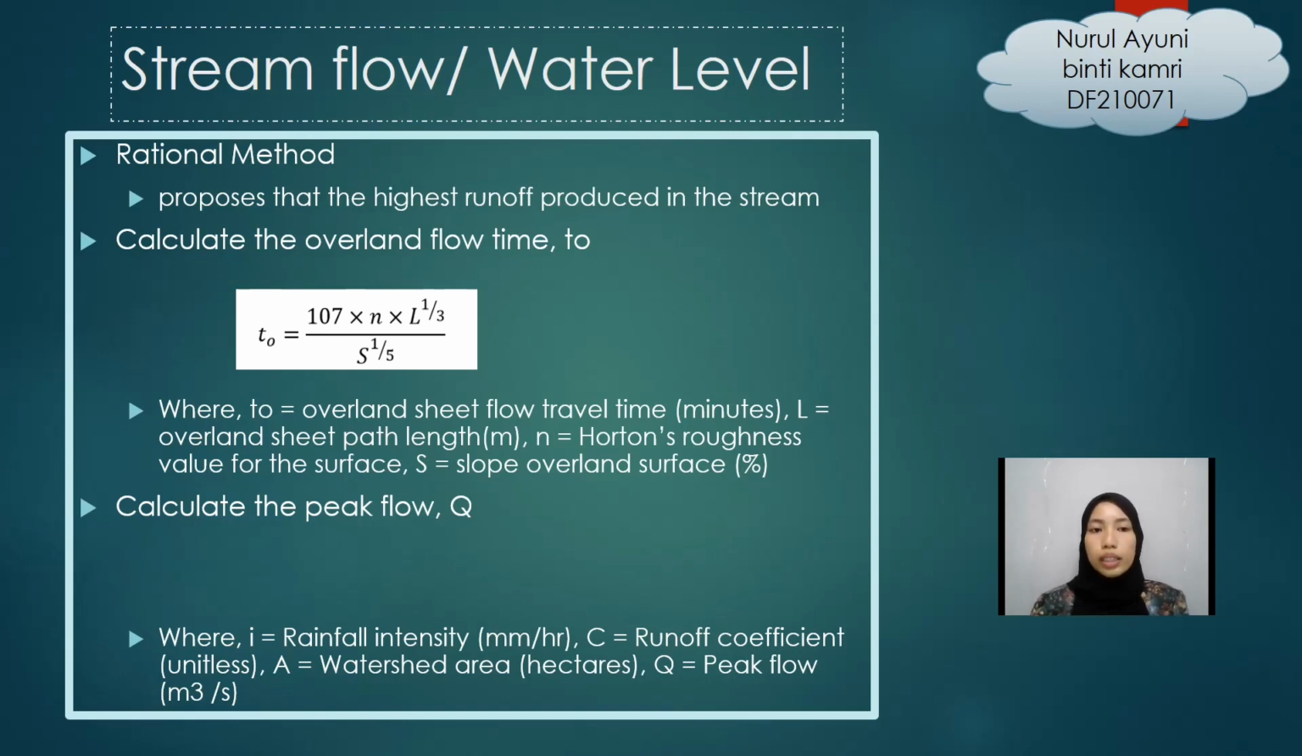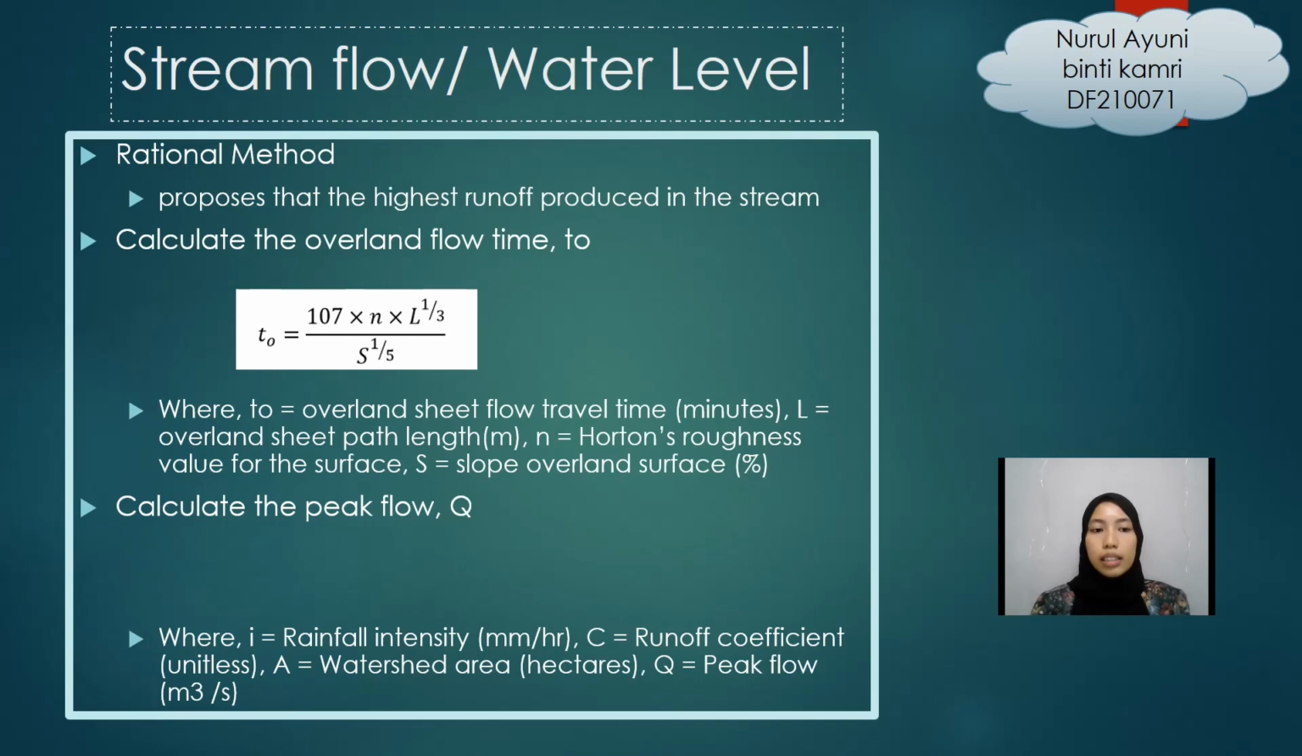TO uses this formula, where TO is overland sheet flow travel time in unit minutes, L is overland sheet path length in unit meters, N is Horton roughness value for the surface, S is slope of the overland surface in unit percent.